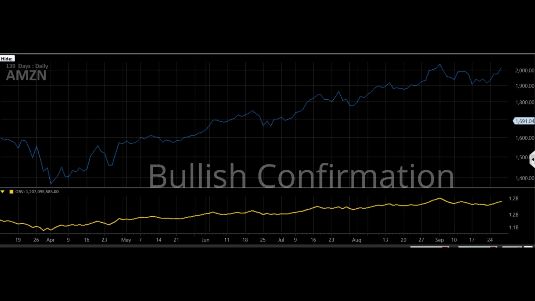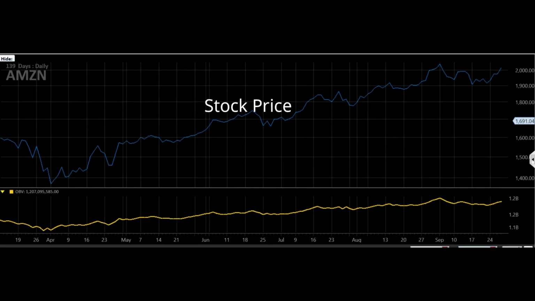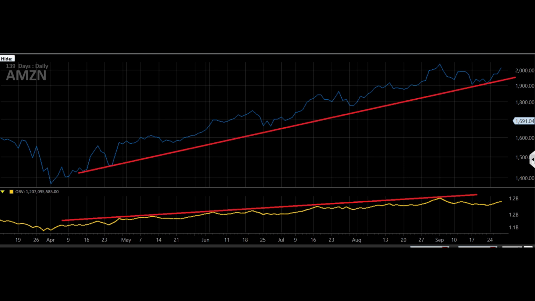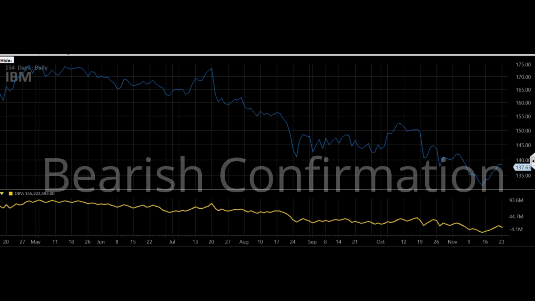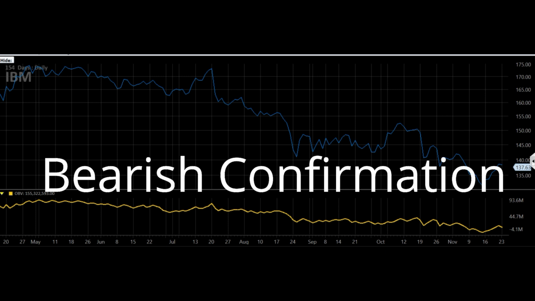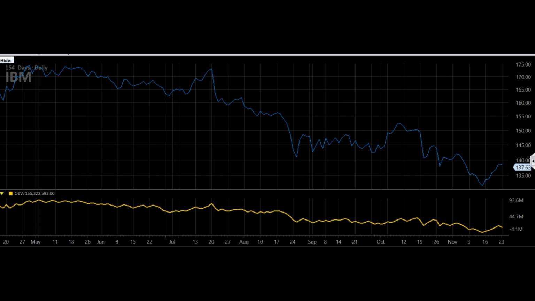For example, a bullish confirmation occurs when the stock price and OBV are both on a bullish trend, both reaching higher peaks and higher lows. You can draw lines on both to better identify a bullish confirmation, just like I'm doing in this example. The bullish confirmation tells you the uptrend is going to continue. You may want to buy the stock to benefit from the good times. A bearish confirmation confirms that a downtrend is going to continue. You may not want to get in yet.